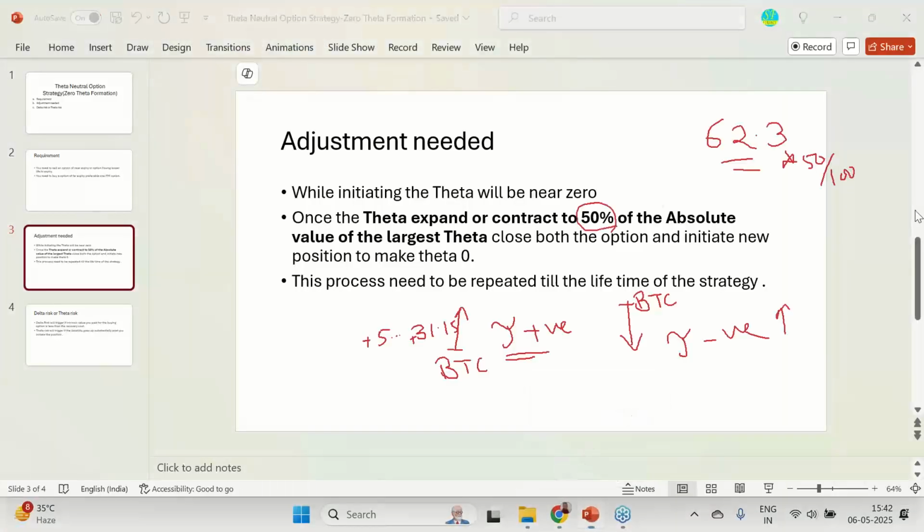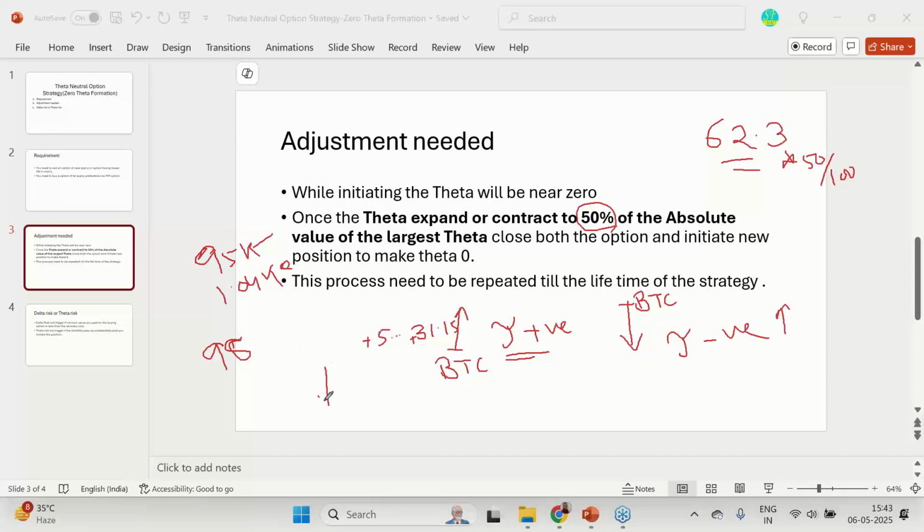So at that time, both the options, the 95k put option as well as the 1.04k or 1,04,000 strike call option, both you have to close and you have to take a higher strike put, say 97 or 98. Still, that will be in the money at that time. So one in the money put you have to buy, one OTM call you have to sell, and again make the theta to 0 or plus 5.